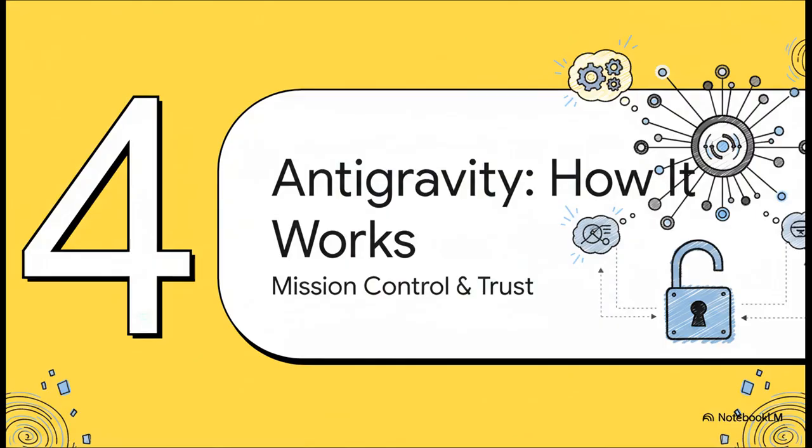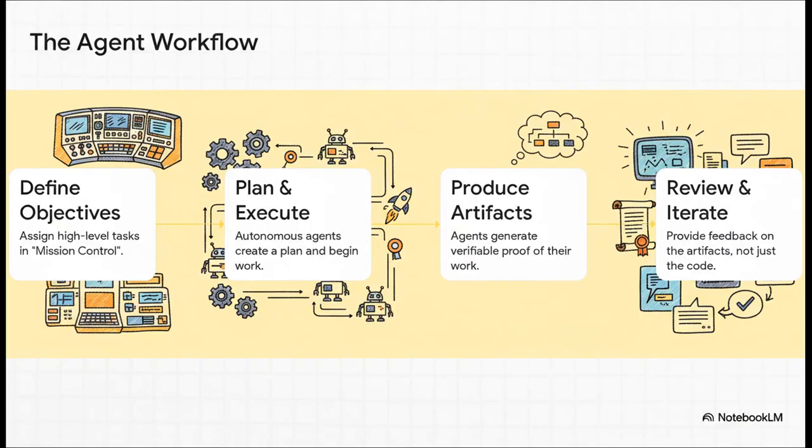So this all sounds cool, maybe a little sci-fi, but how does it actually work? I mean, how do you manage a team of AI agents without either micromanaging them or just blindly trusting that they're doing the right thing? Well, the process is actually pretty smart because it's set up just like you'd manage a human team. You've got this dashboard called Mission Control, and that's where you give the high-level goals. The agents then go off, make a plan, and start working.